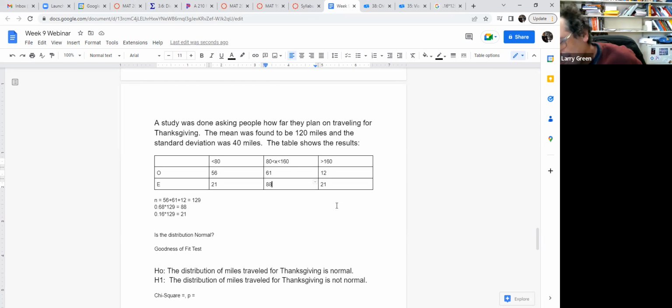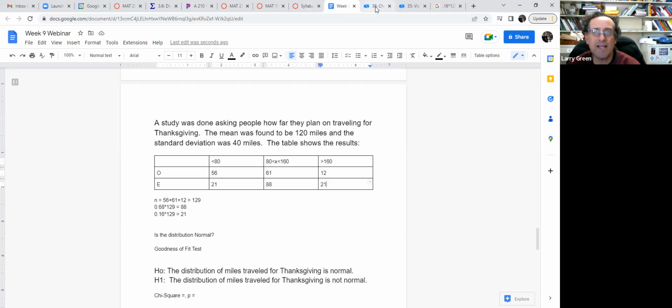But again, it really doesn't make a big difference in the p-value. That's the good news, as long as your sample size is big. And notice these numbers are much bigger than 5. And you've got to have that. If you don't have bigger than 5 for the expected, you're in trouble.